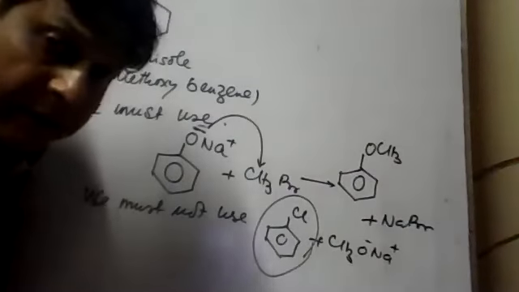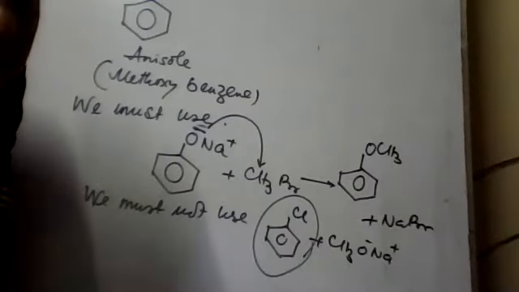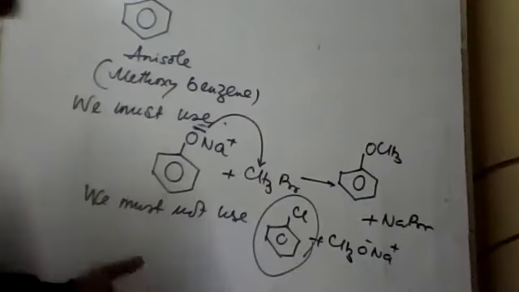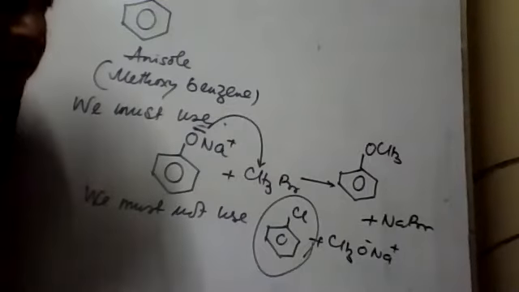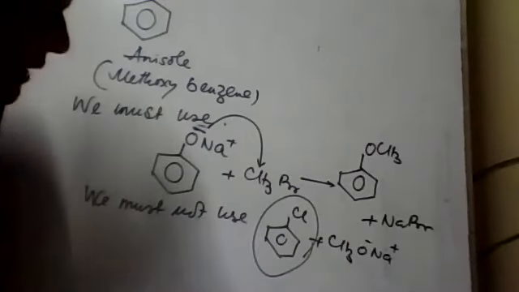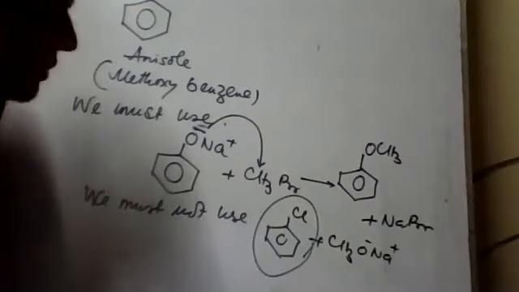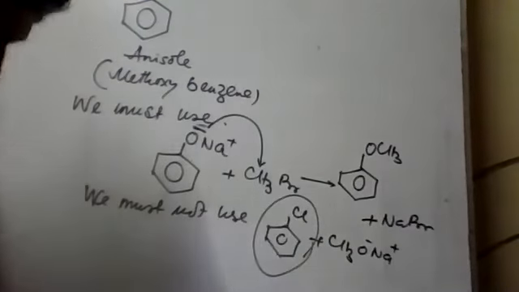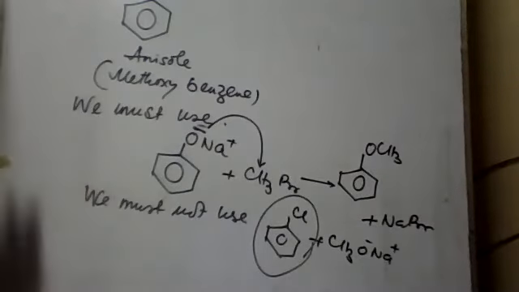Is this the Williamson reagent? Williamson synthesis: sodium phenoxide, sodium ethoxide, sodium or potassium alkoxide, treated with haloalkane. Here it is phenoxide; the alcohol is phenol, and when treated with haloalkane it gives ether. Got it? Here chlorobenzene should not be taken, as it is very stable due to resonance.